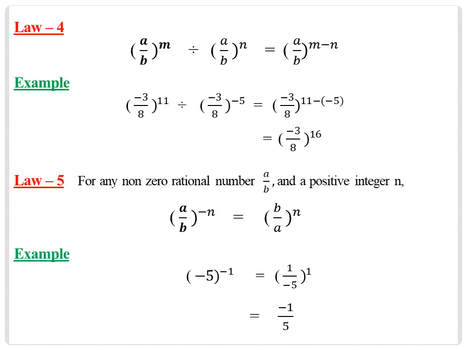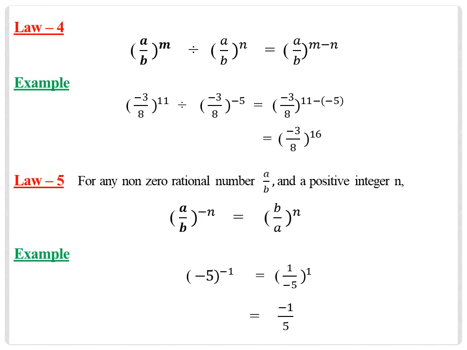Now, law 4. (a/b) raised to power m divided by (a/b) raised to power n is equal to (a/b) raised to power m minus n. Here is the case of division. In the first law we considered the case of multiplication, but law 4 is the case of division. It means both rational numbers have the same base a/b, but powers are different. But this is the case of division, so powers subtract. So we get (a/b) raised to power m minus n.